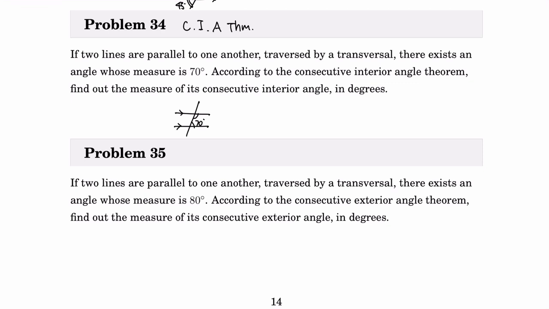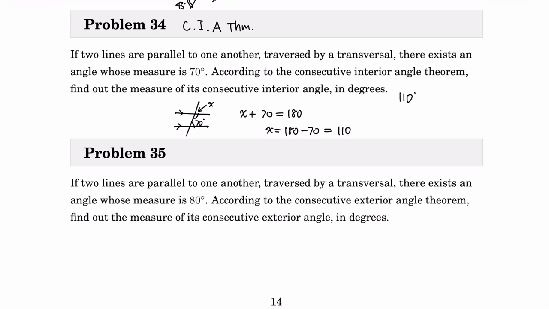So if I call this measure x, then we can set up a certain equation. x plus 70 is in fact 180. So x is in fact 180 minus 70. So it becomes 110. So 110 would be the answer. Right, so we move on to the last question.